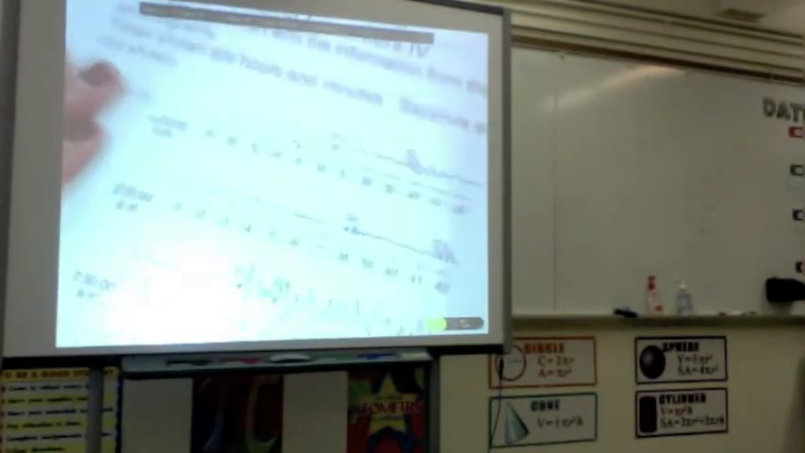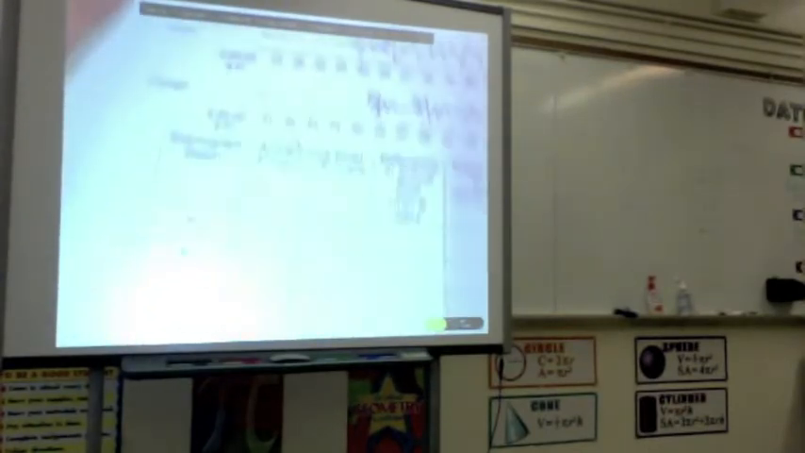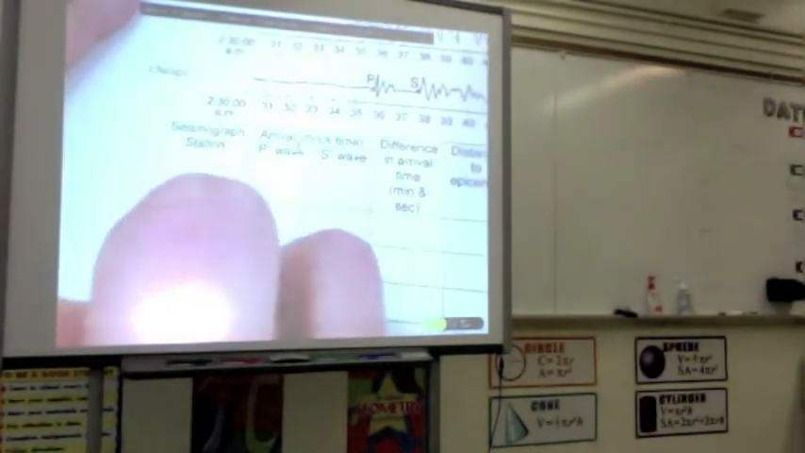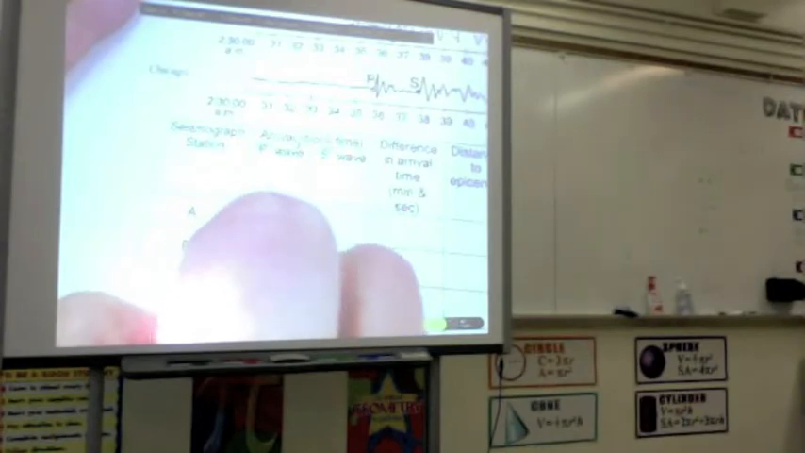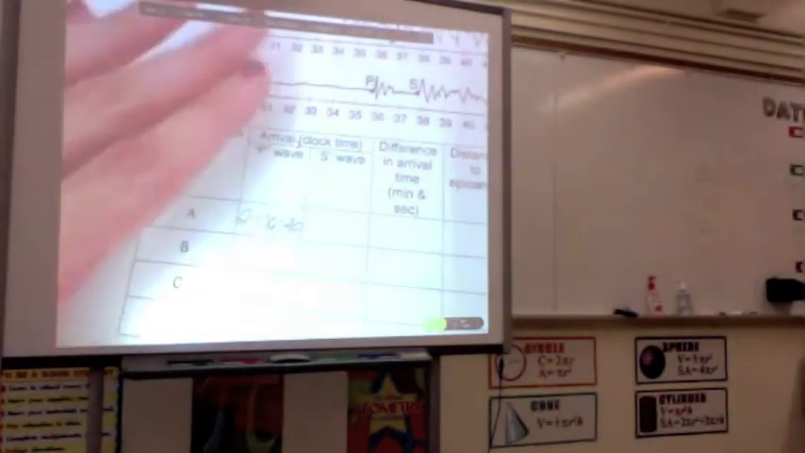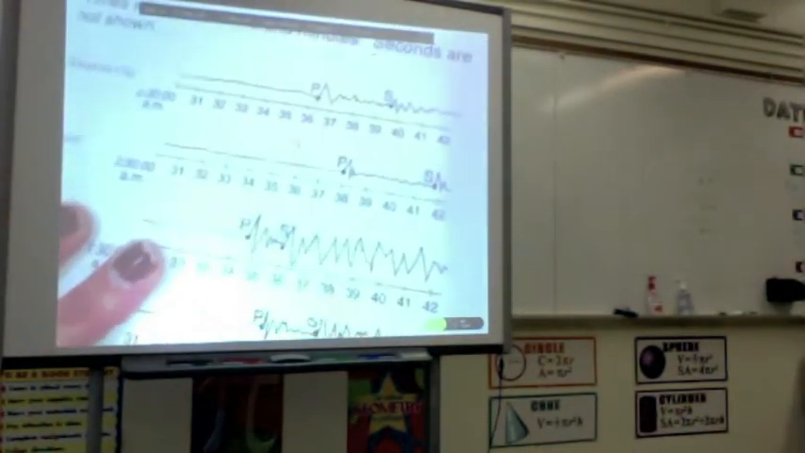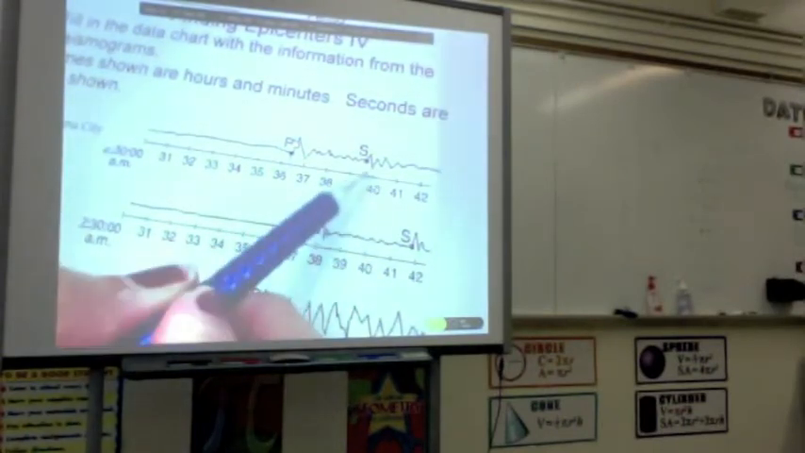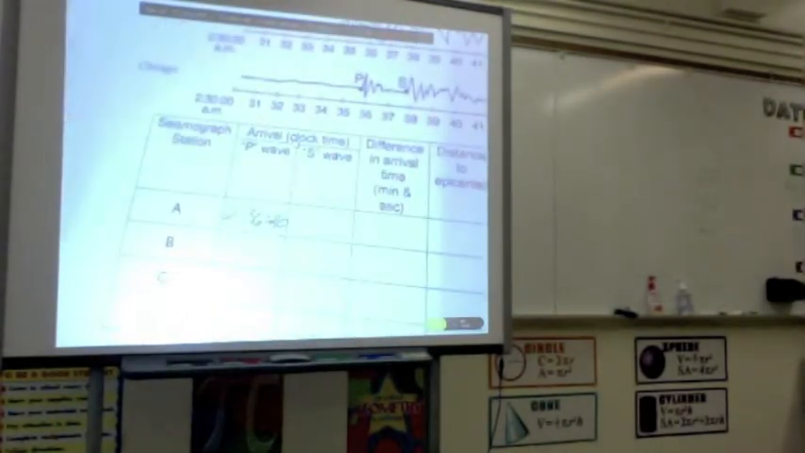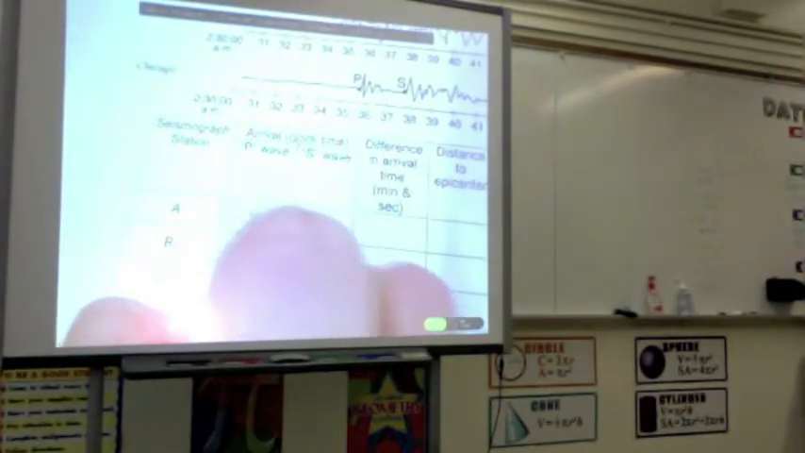So at the bottom of my paper, the arrival of the P wave is going to be 2:36:20. So now on your papers, I'd like you to do the same thing for the S wave. What was the arrival time of the S wave? Jan? 2:39:40. Excellent. So now I'm going to go down and record that into my table as well.